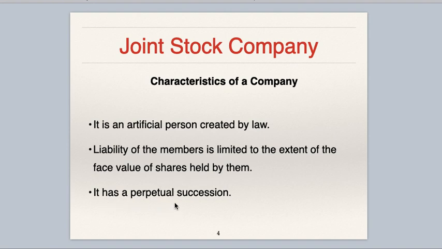Next characteristic is that a joint stock company has a perpetual succession. Perpetual succession is continuous existence. Existence of a joint stock company is altogether independent of the life of its members. Death of a member, insolvency of a member will not affect the existence of the company at all. So that means it has a continuous existence, that is perpetual succession.